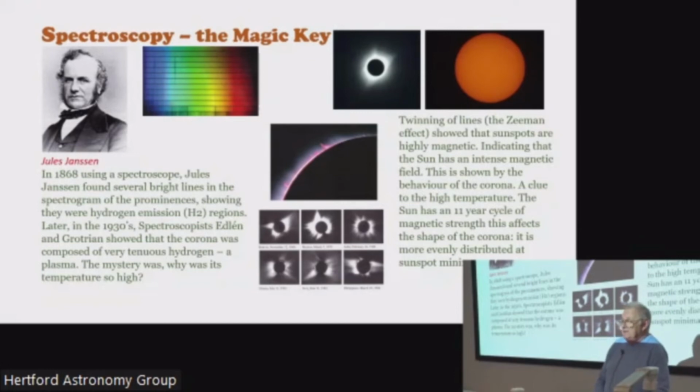Later on, in the 30s, using spectroscopy, Edlén and Grotrian showed that the corona was composed of very tenuous hydrogen. In fact, there is some helium in it, but they suspect that's coming from other sources. And it was a plasma. It was extremely hot, 2 million degrees K. When you bear in mind that the surface of the sun is at 6,500 degrees K, that's a huge jump. And in fact, the chromosphere, the red glow where the prominences are, is at an even lower temperature.